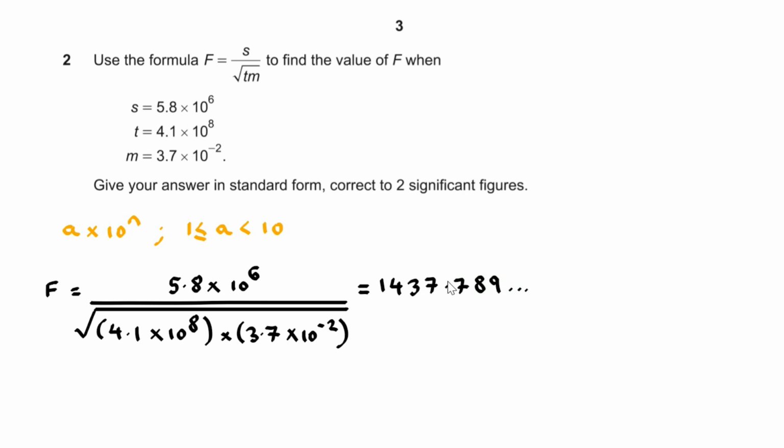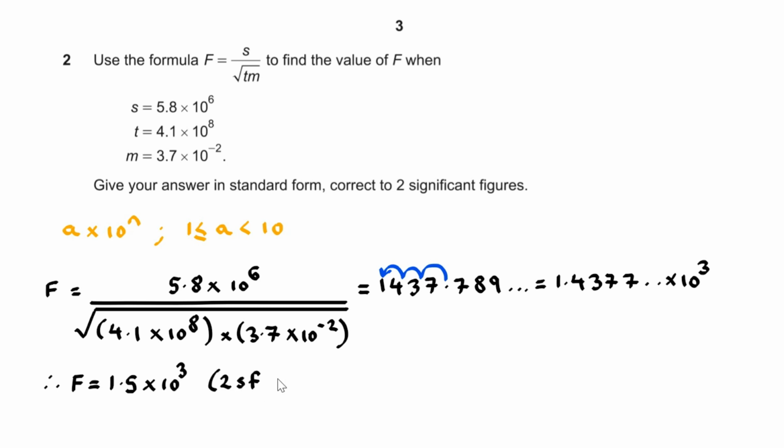And if we write this in standard form, what we need to do is move this decimal place 1, 2, 3 places to the left. So we will end up with 1.4377, etc. times 10 to the power of 3. And therefore, to two significant figures, f is equal to 1.5 times 10 to the power of 3. So this is given to two significant figures.